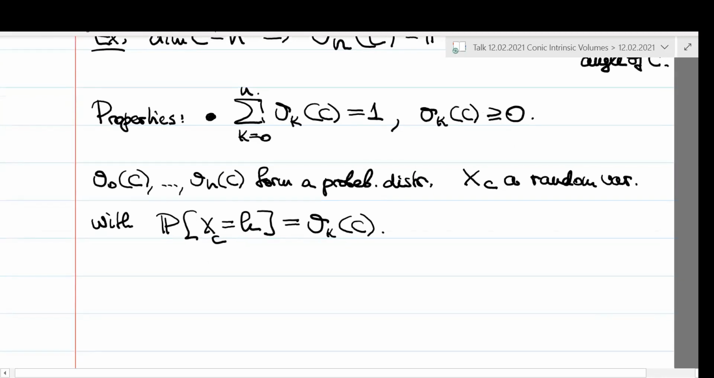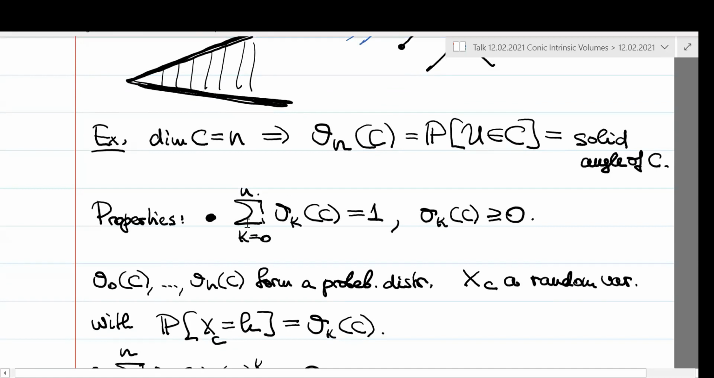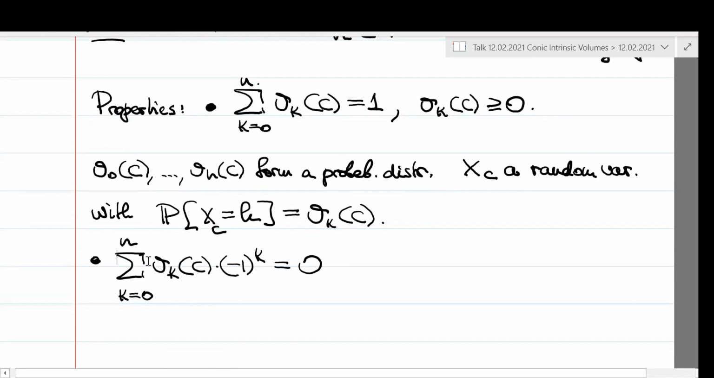Now, this was the first property. The second property is that the alternating sum of these volumes is 0, which is somewhat unexpected because, by the way, the first property is expected, but it has no analogon in the usual convex geometry. If we just consider the usual intrinsic volumes of convex bodies, they do not have any property of this type.